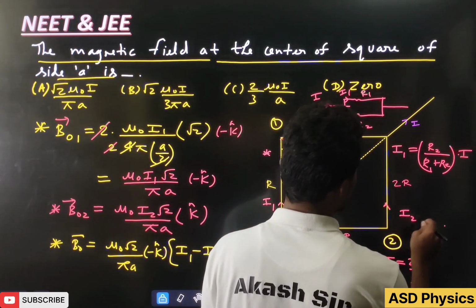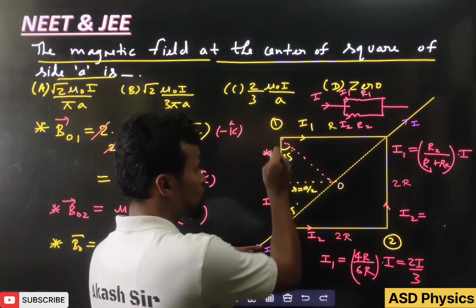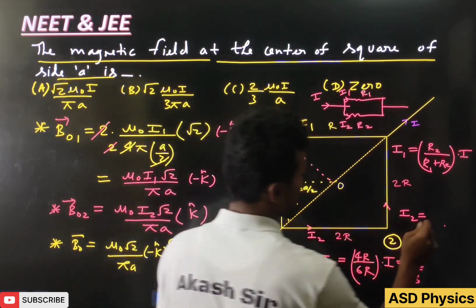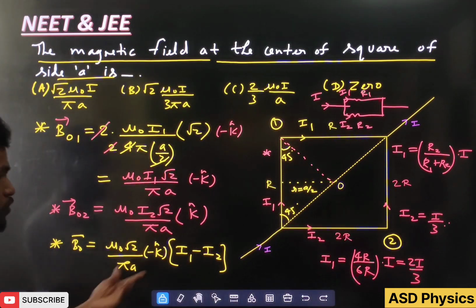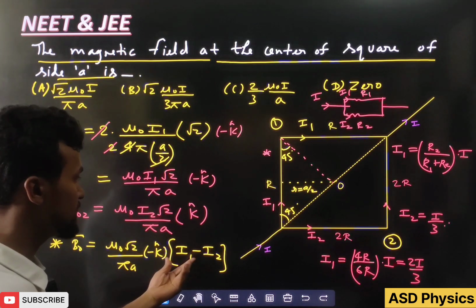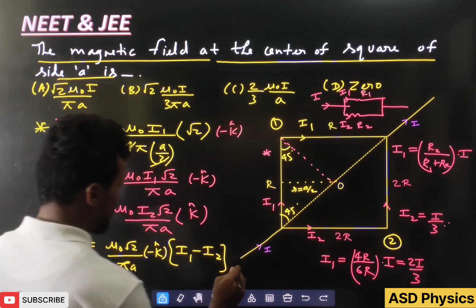Then I2, what will be I2? I2 will be this side. I is coming, 2I by 3 went this side, so this side what will go here, students? This will go I by 3. So anyhow, you can just put the value. I1 is 2I by 3, I2 is I by 3. Then what will come here, students?